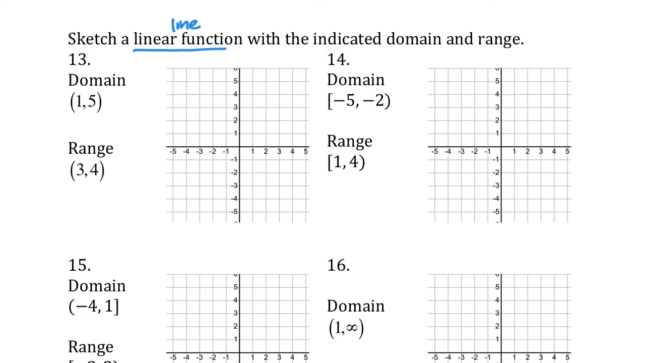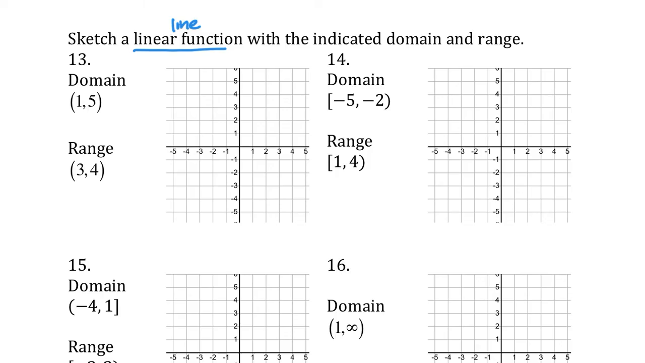Okay, I'm going to give you some hints if you're having trouble figuring it out. Now I know the domain is from 1 to 5, and I know it's got to be an open circle at x is 1 and x is 5. Now for the range, it goes from 3 to 4. So there should be an open circle at y is 3 and y is 4.